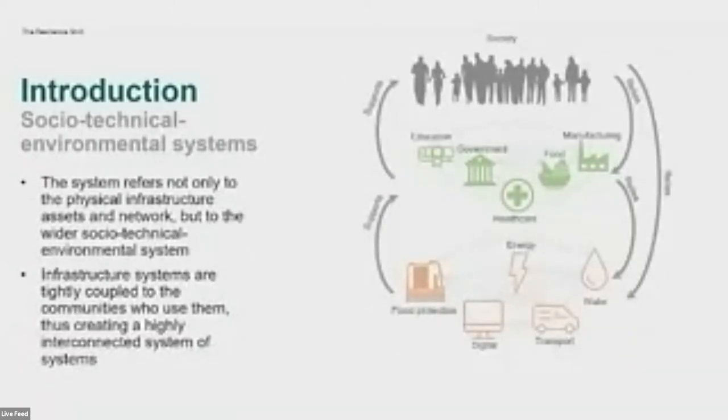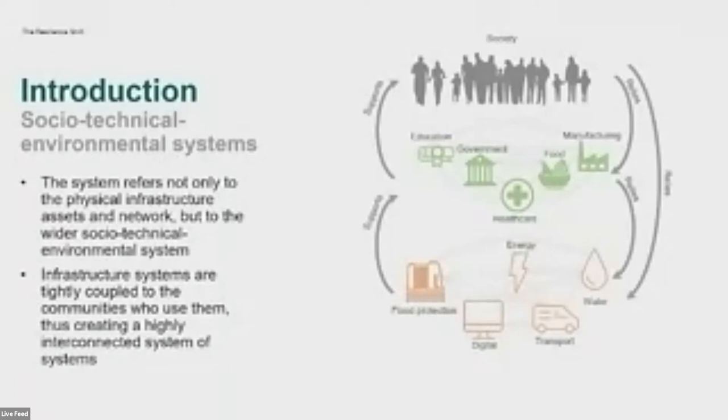Economic infrastructure, such as transport, water, digital comms, and energy, are the foundation on which the socioeconomic infrastructure, such as government, education, healthcare, food, and manufacturing relies on to function. Society as a whole depends on these services that are provided by the infrastructure systems. And conversely, the infrastructure systems are also tightly coupled to the communities who use them, thus creating a highly interconnected system of systems that includes social, environmental, and technical elements.